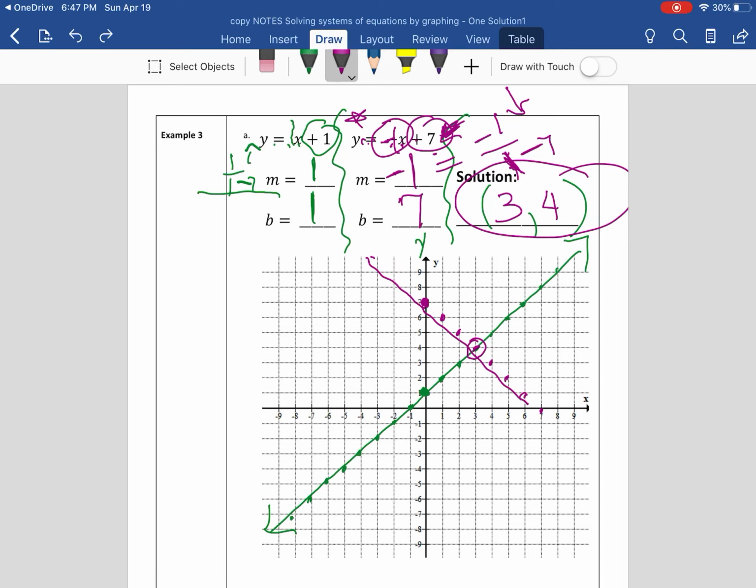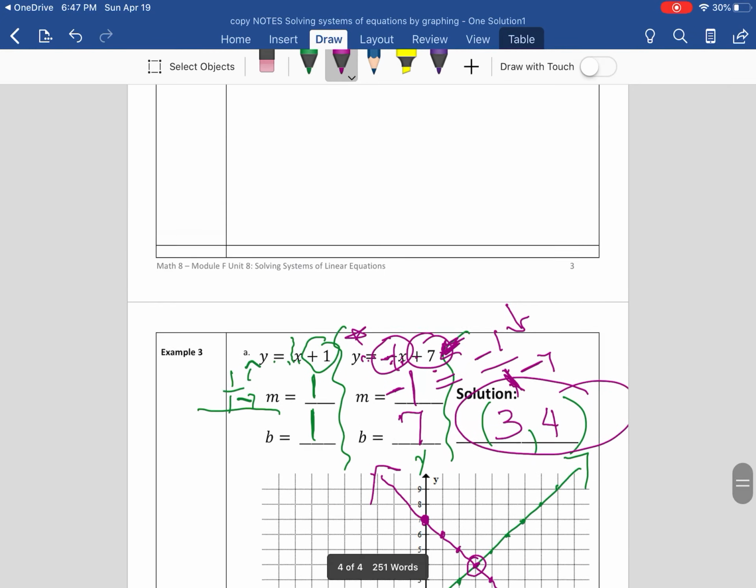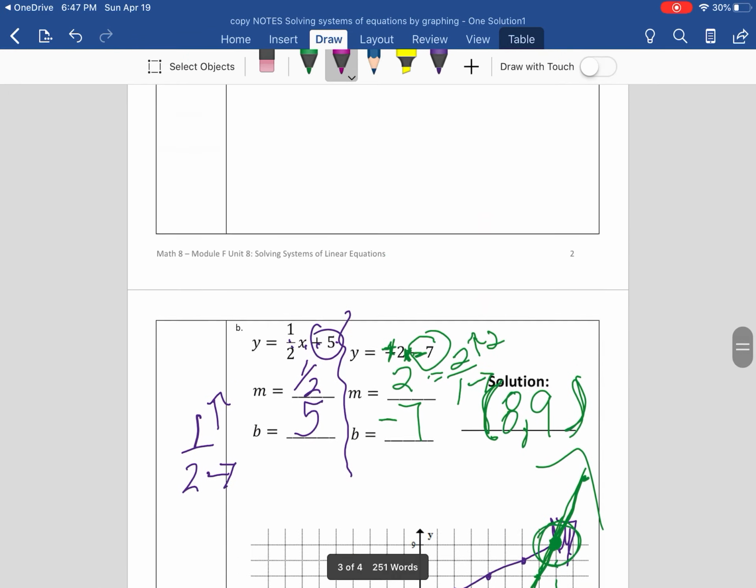And then, oh, my goodness. I love the undo button. Alrighty then, there we have it. And that one is done.